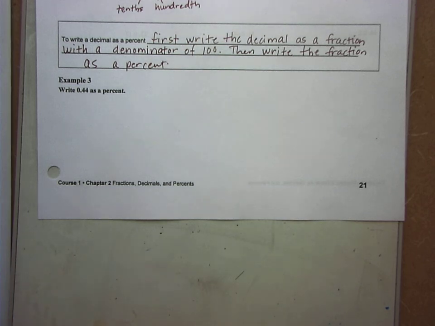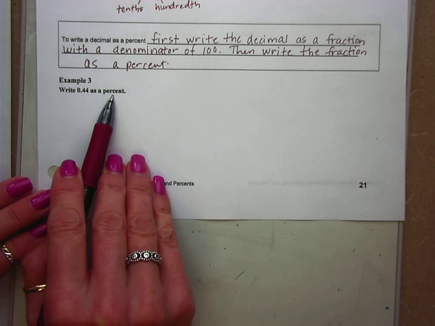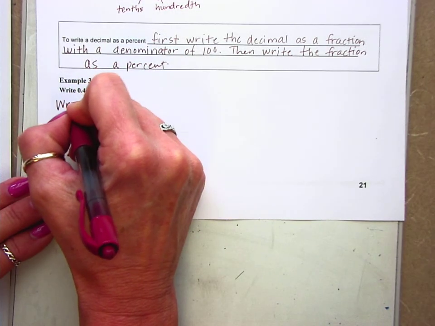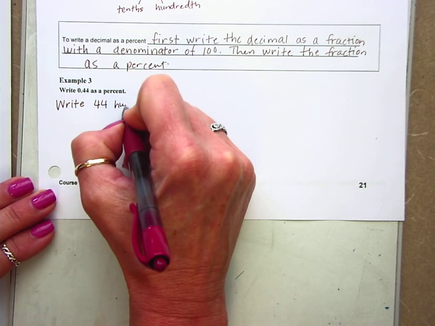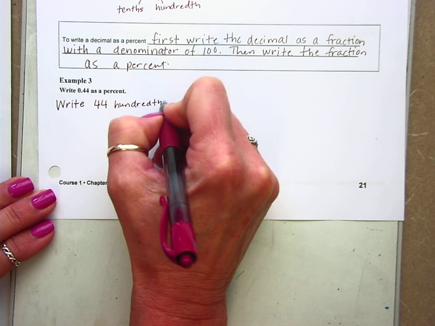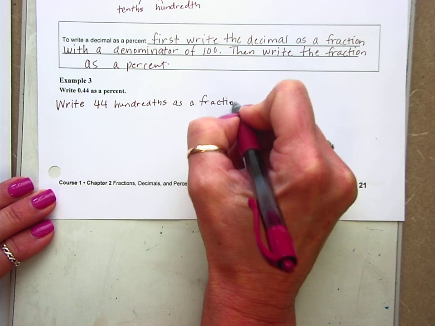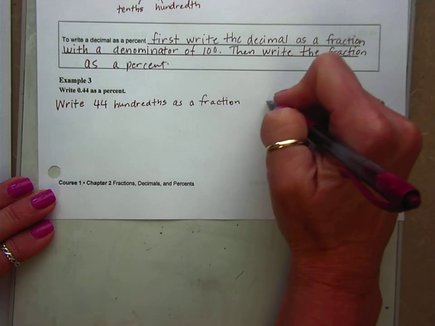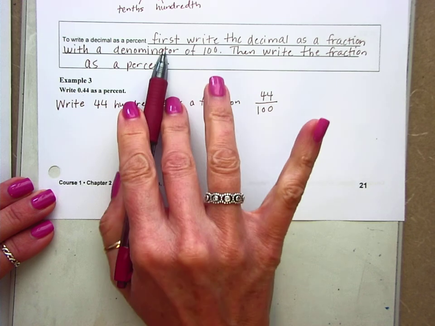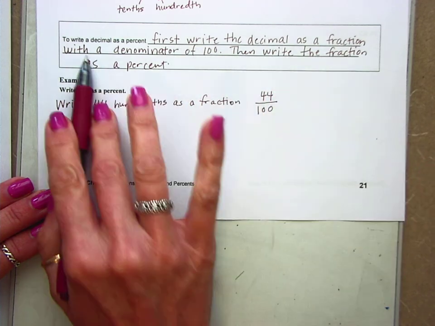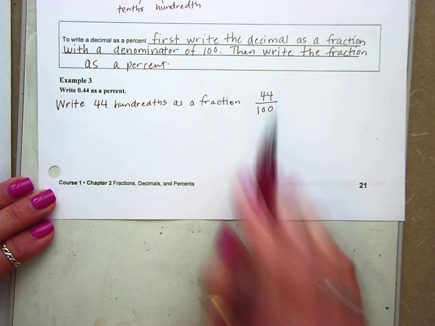So let's look at example number 3, it says write 0.44 as a percent. So the first thing we're going to do is we're going to write 44 hundredths as a fraction. Okay, so we need to say 44 out of 100. See, it says here, first write the decimal as a fraction with a denominator of 100. So we take that 44 and we put it over 100.